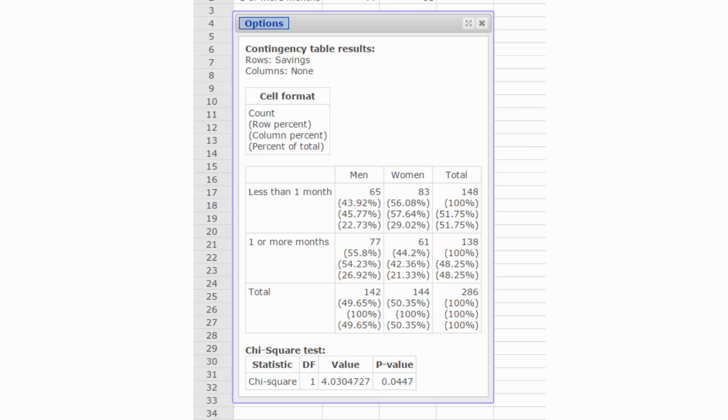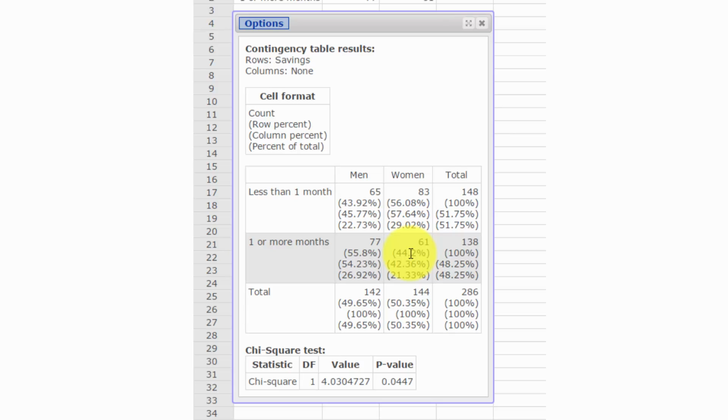0.458. The last question is, given that a randomly selected worker has 1 month's income or more, find the probability that the worker is a female. We are given one or more months, so our answer has to be in this row. And in this column, the female column or the women's column, we look at the row percent, which is the second number, 44.2%. Convert that to a probability and we get 0.442.